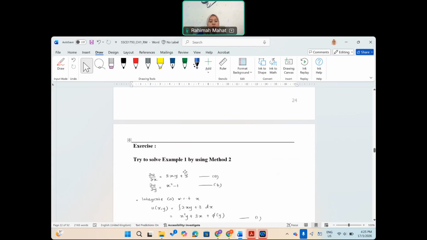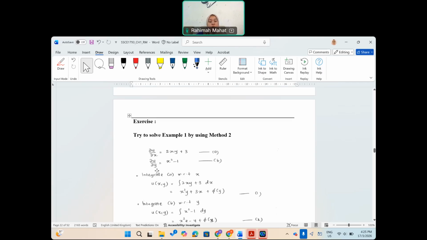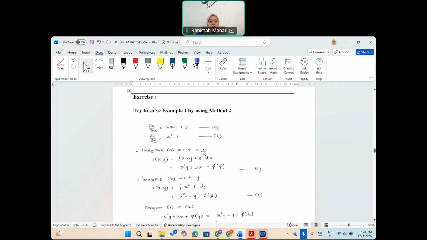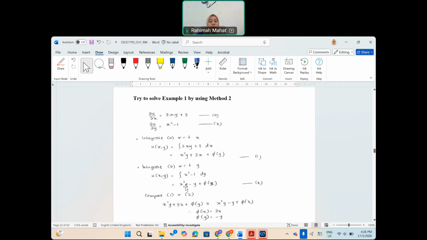We try to solve example 1 by using method 2, where this is your delta u over delta x, delta u over delta y, a and b. Integrate a with respect to x, so you will get x squared y plus 3x plus psi(y). And then integrate b with respect to y, so we get x squared y minus y plus phi(x).